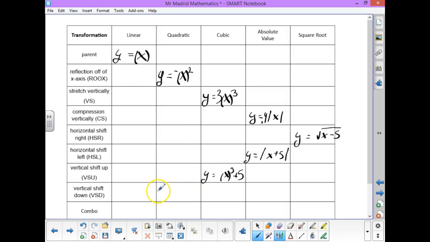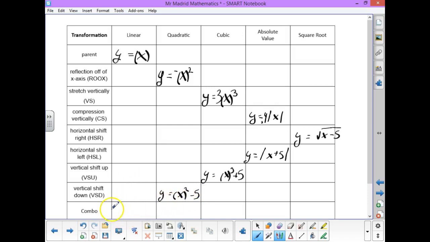And let's continue here with a vertical shift down for a quadratic. Here's a parent for a quadratic. Vertical shift down means on the outside of the parentheses, so I'll put the parentheses here, and on the outside I'll just put the same 5 but minus, so it can go down.